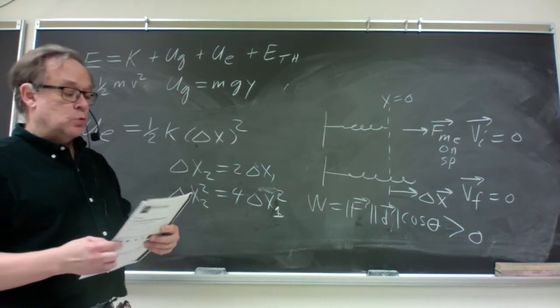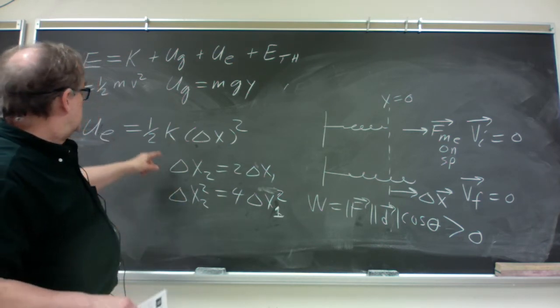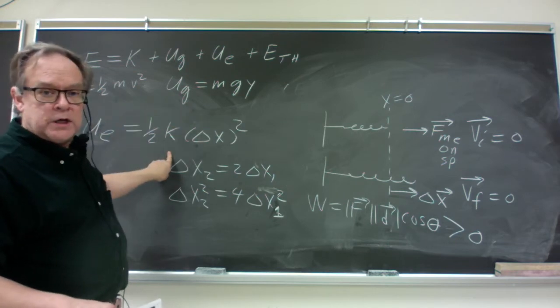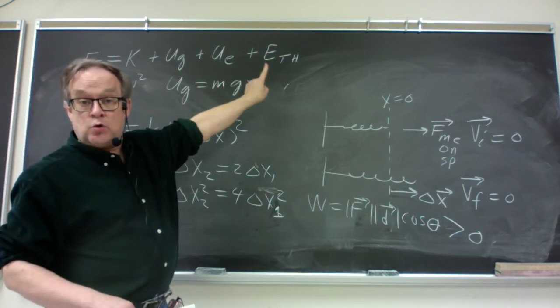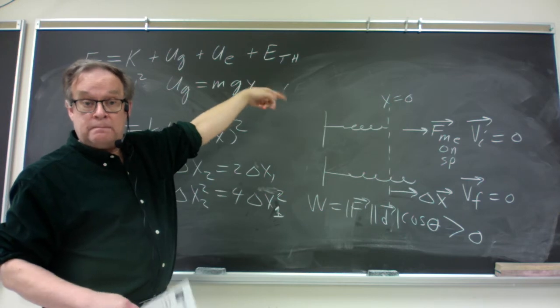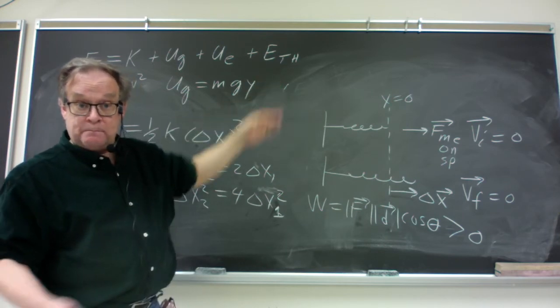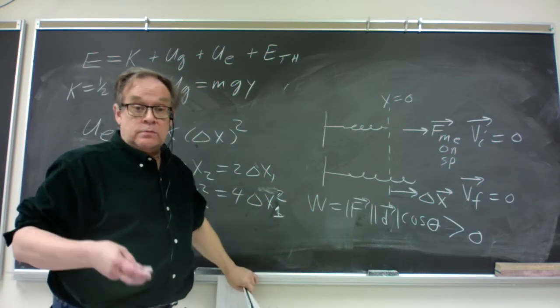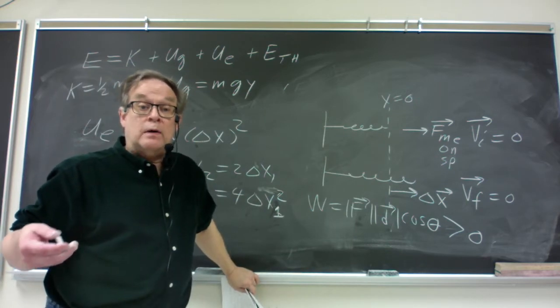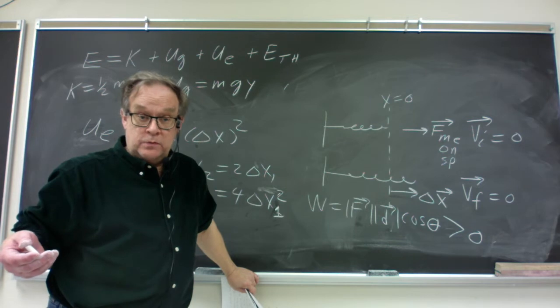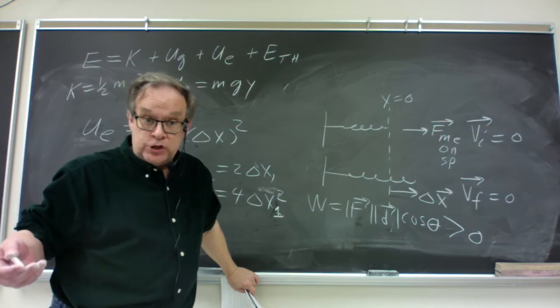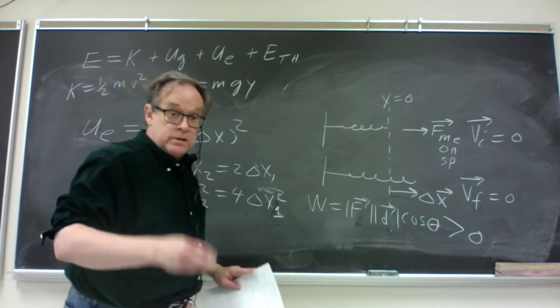All right, so we have nice equations for 3 of our 4 types of energy. We don't have a nice equation for thermal energy. That's okay. We'll be able to get along without an equation. Now let's look at an example of how we use all this stuff to analyze an energy type situation. So here's our example.